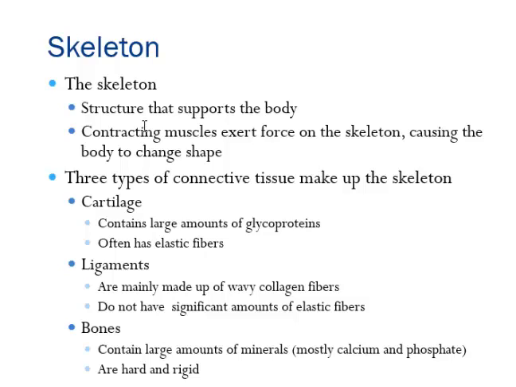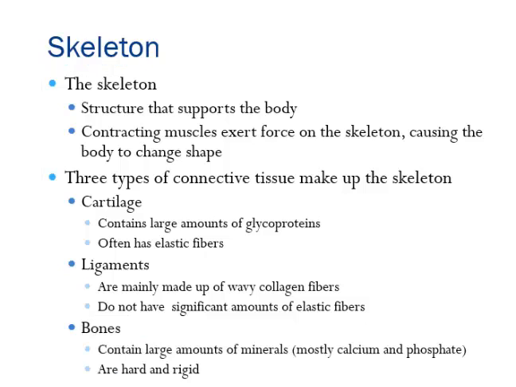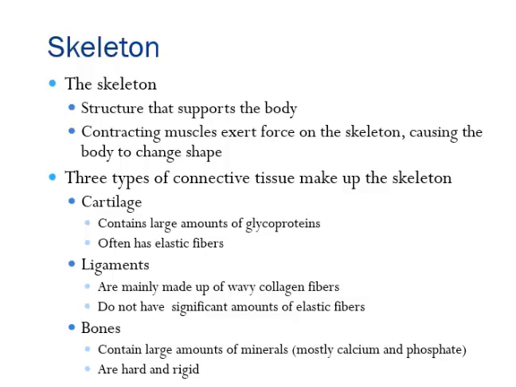The skeletal muscles are the things that control the skeleton, causing the body to change shape. So you have the bones themselves, which are hard and rigid and contain lots of minerals, including calcium and phosphate. The thing about the bones, obviously, is that they're strong and they give you structure, but they're not very flexible.